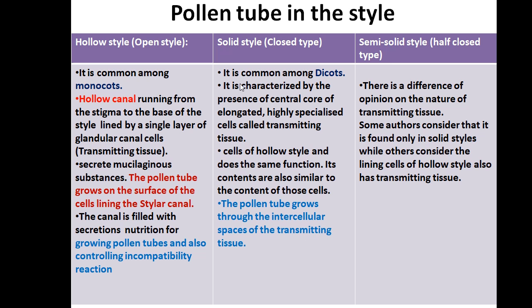How does the pollen tube move here? It moves through the intercellular space. There are highly specialized cells in the solid type of style, and in between those cells there are gaps. Through those gaps the pollen tube moves. So that is about the solid style.